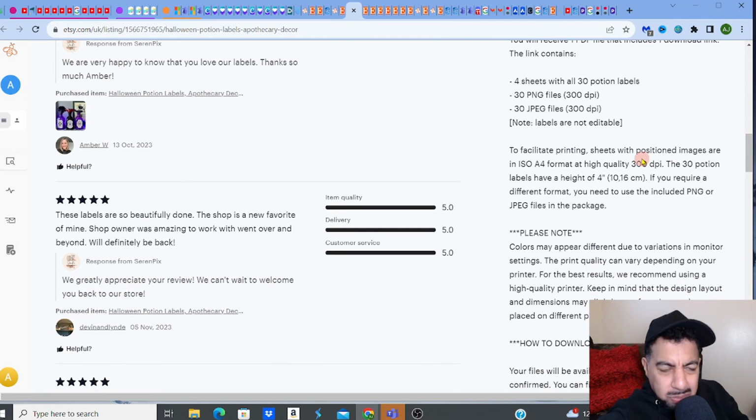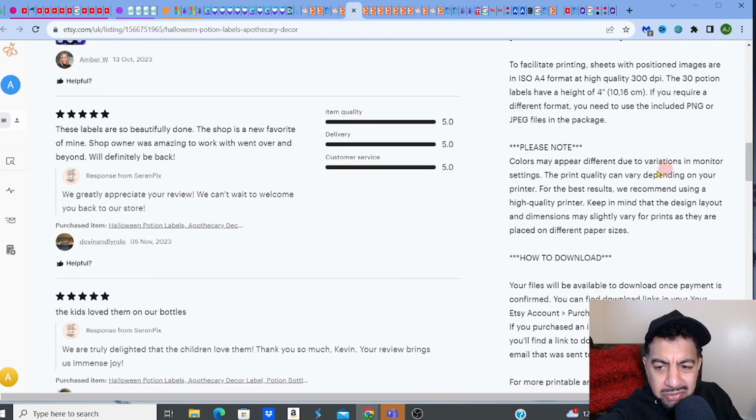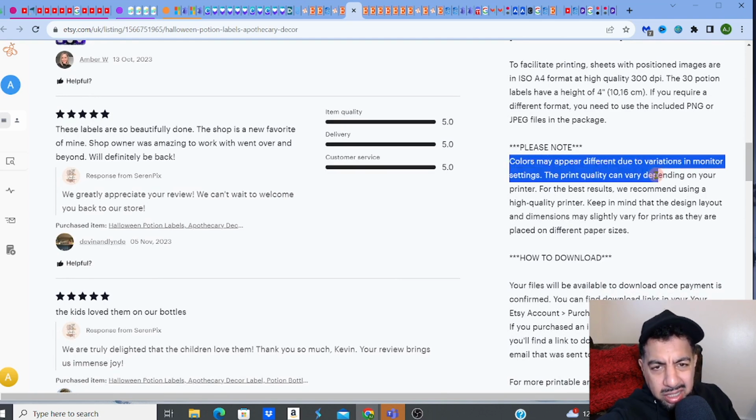It is good, because when you want to make it, sometimes people have questions. How am I going to do this? How am I going to print it? What do I use? What file type is it? That kind of thing, right? Please note, colors may appear different. It's good that you're giving them that information, because when you look at the listing images and it prints out in a slightly different color because of your printer, then it might not look the same.